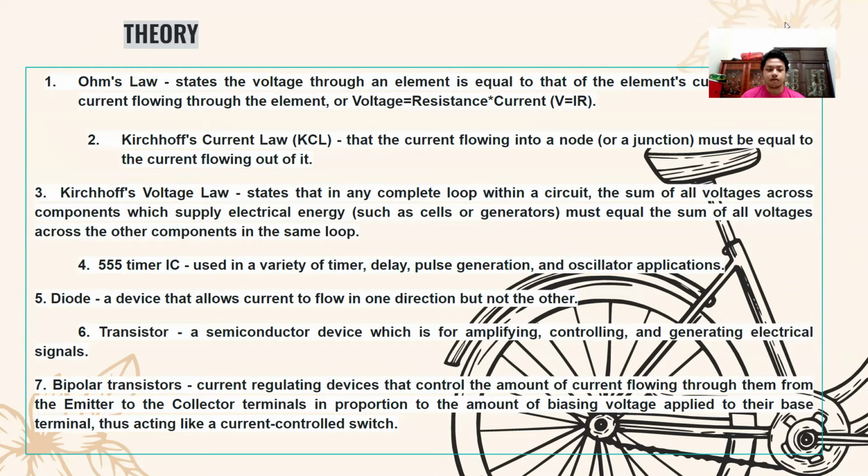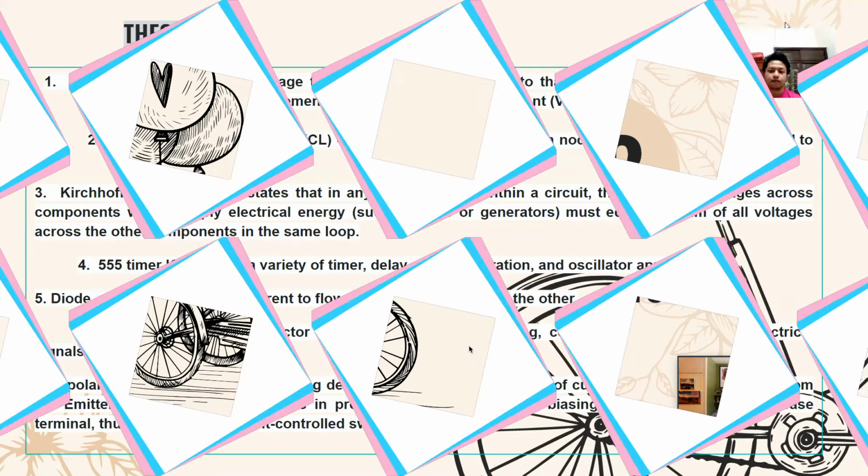And last but not least is the bipolar transistor, or BJT, which is a current regulating device that controls the amount of current flowing through it from the emitter to the collector terminals in proportion to the amount of biasing voltage applied to its base terminal, thus acting like a current control switch. That is all about theories. I will pass to the next presenter.